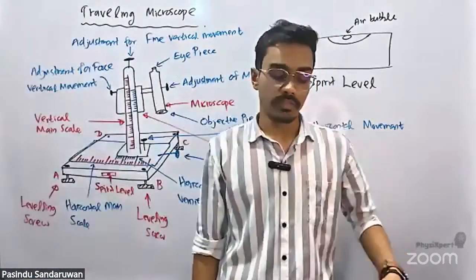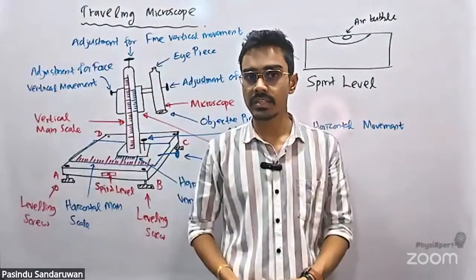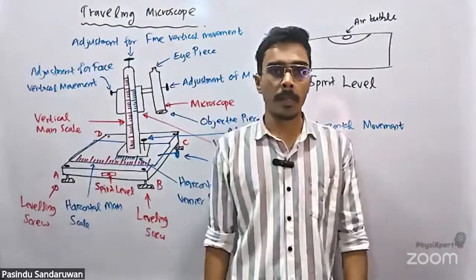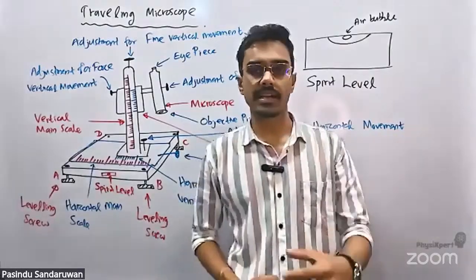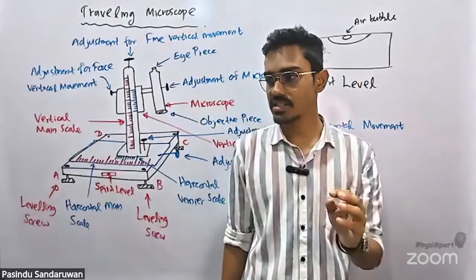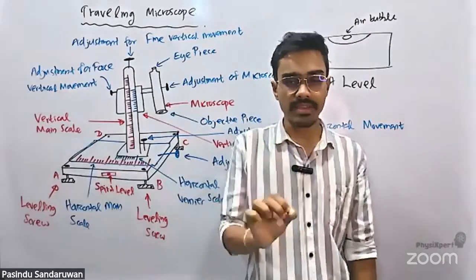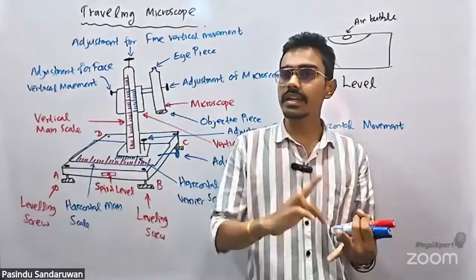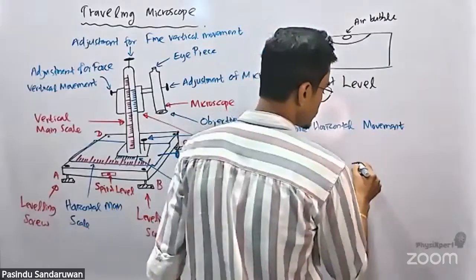Okay. So we will see how a measurement is taken using the traveling microscope, step by step. Just know that the traveling microscope is specially designed to measure external and internal diameters of rubber tubes. Rubber tubes. Very important.